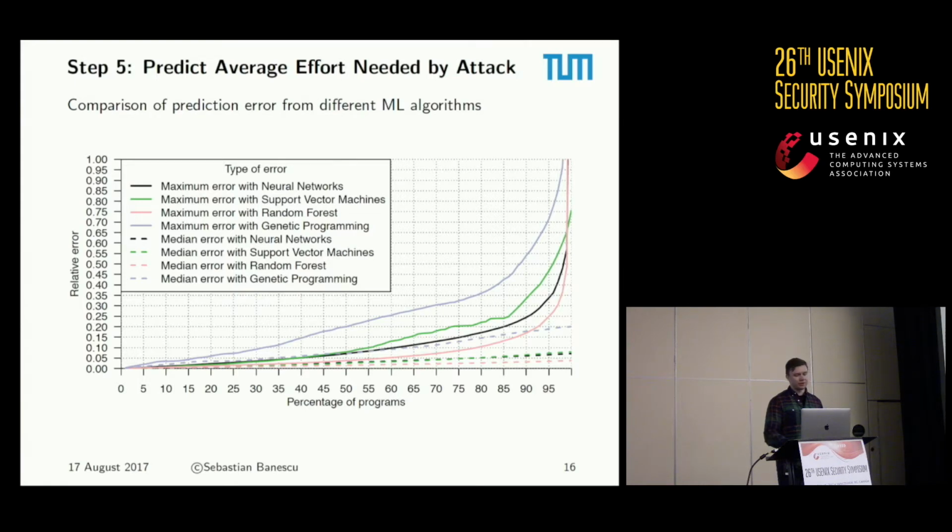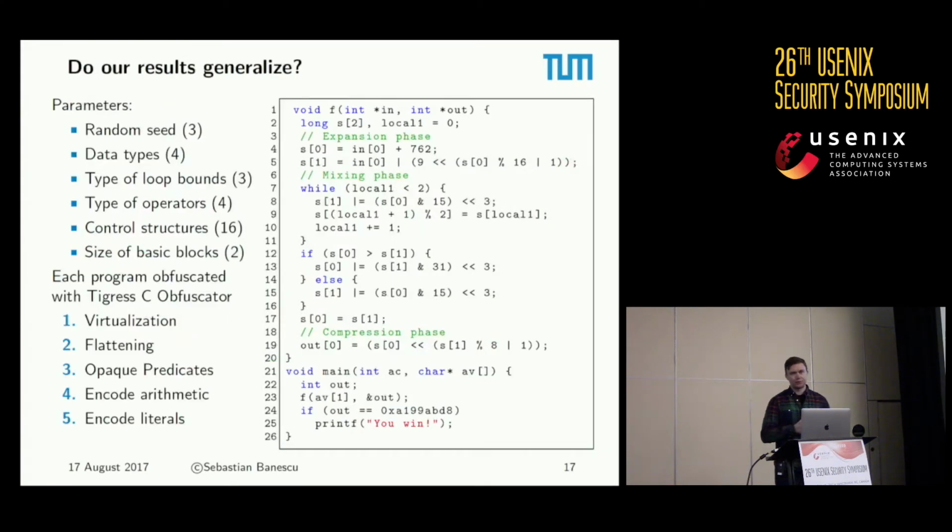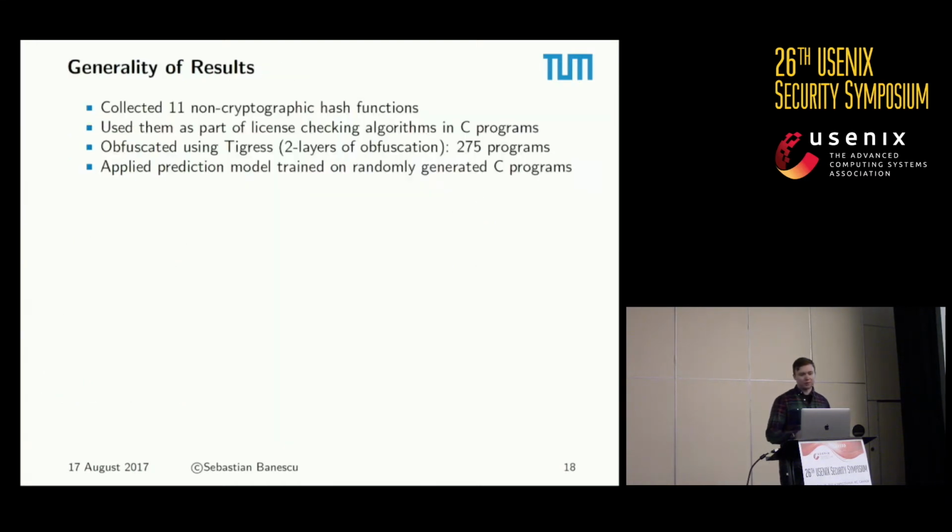However, the question probably on everyone's mind is, do the results generalize? Because we've basically created a synthetic data set using our C code generator, where we varied certain parameters, and we tried 5 different obfuscation transformations. Does this generalize to other programs which are not synthesized by our code generator, and maybe applying multiple layers of obfuscation? So that's exactly what we tried to do.